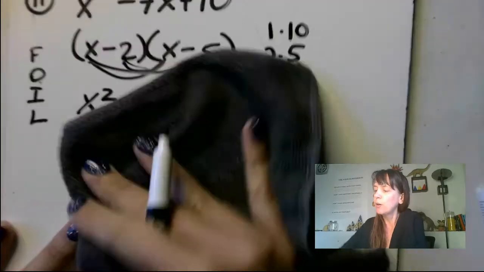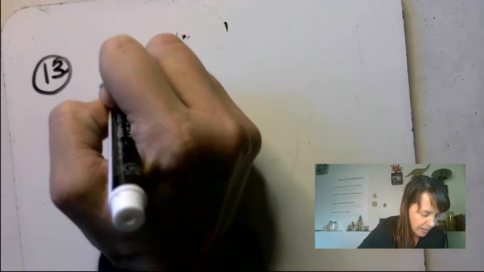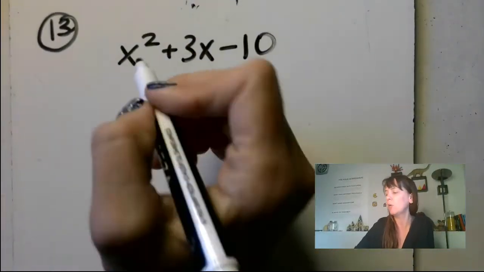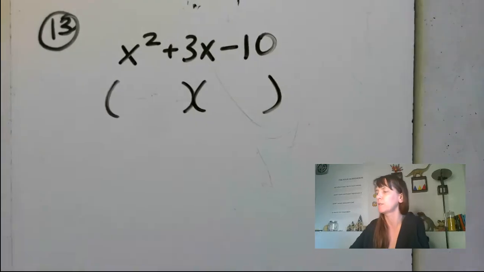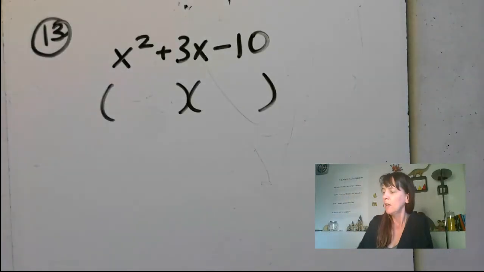All right, so let's see about some of these other ones. Okay, yeah, we got some minuses in here. Good. Number 13, we get x squared plus 3x minus 10. All right, first step is your bubbles. Bam, bam, bam. I gotta change my marker. Very picky about my markers. They gotta be real dark, otherwise it's annoying.